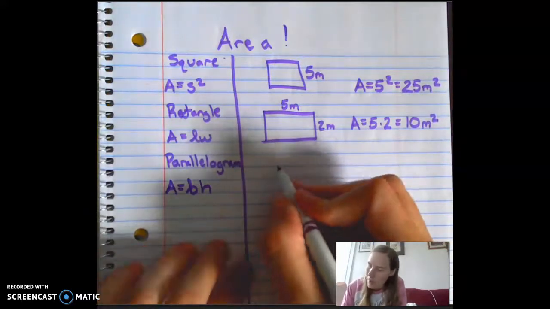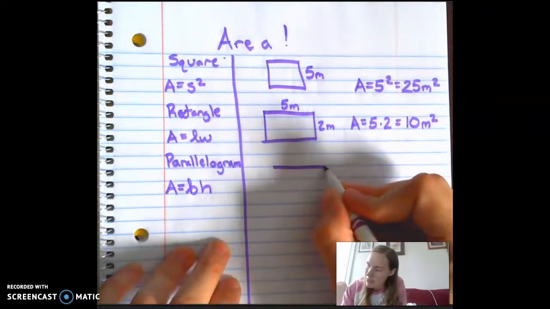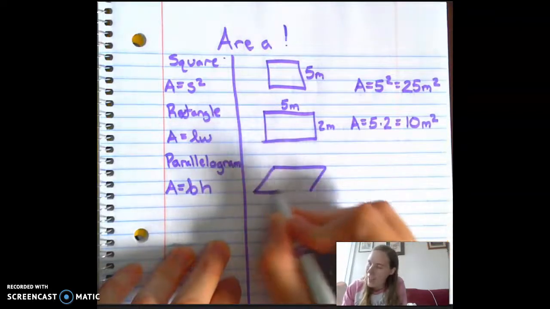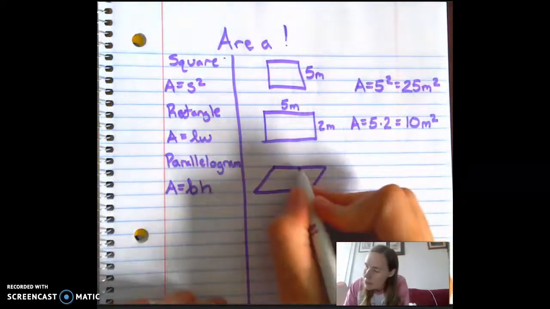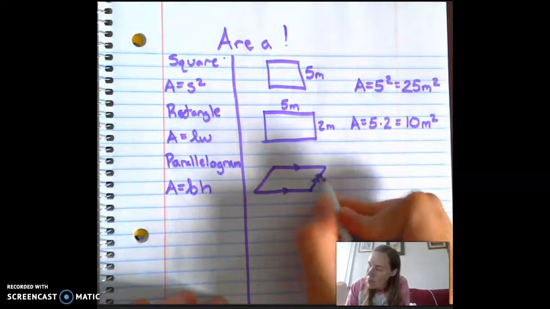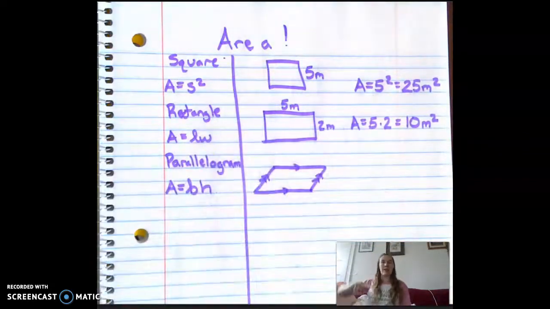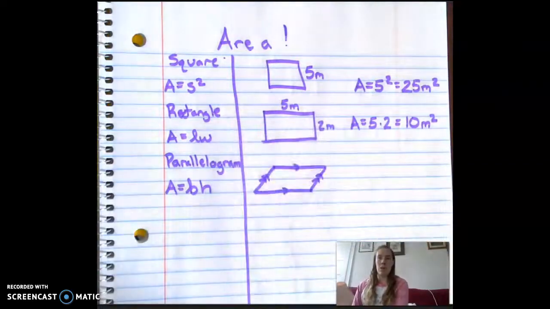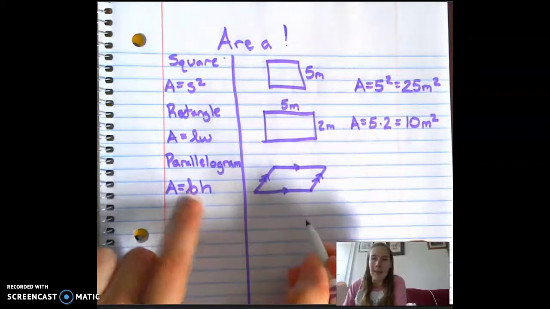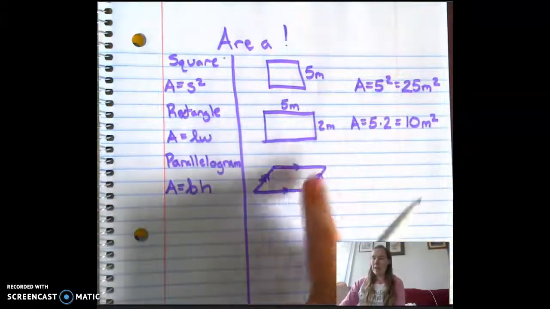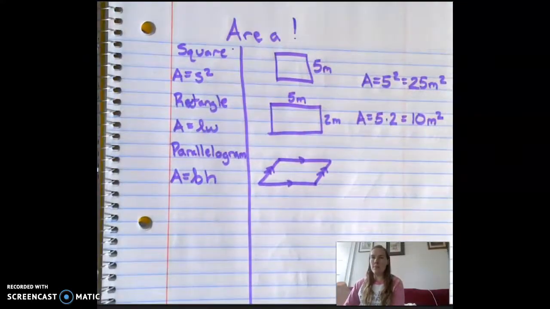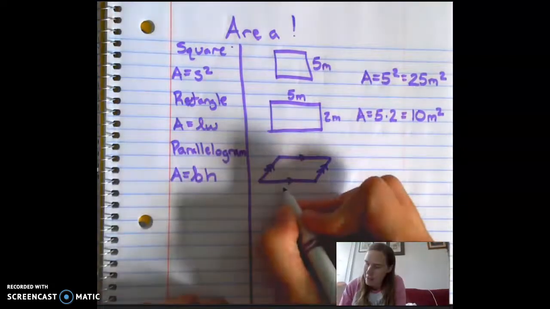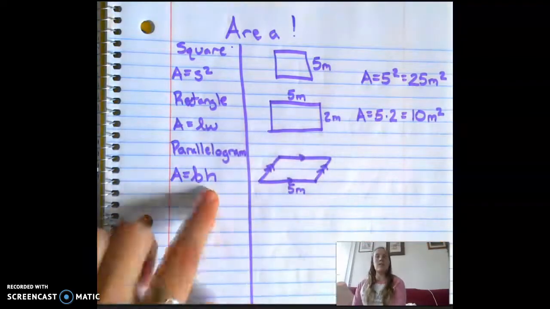So say our parallelogram looks something like this. Parallelograms mean all sides are parallel to what they're across from. So these two sides are parallel, and these two sides are parallel. So in this parallelogram, depending on if we're looking at it this way, our base would be down here. If we were looking at it this way, our base would be here. So in terms of this one, let's say our base is 5 meters. We still need our height.